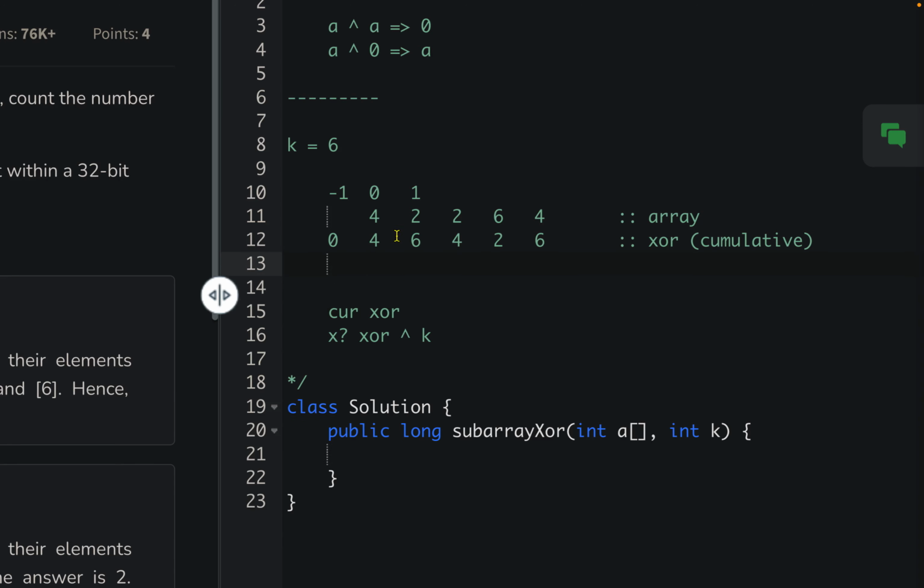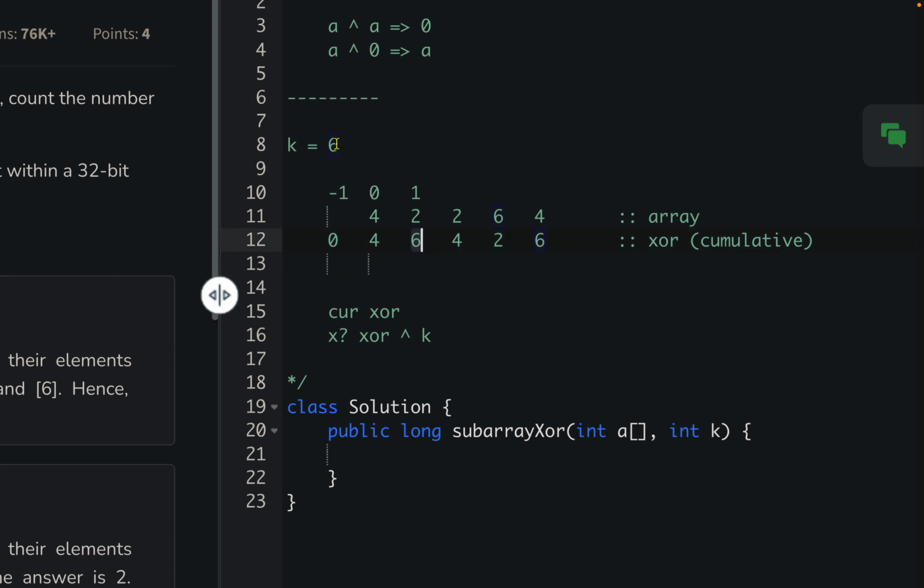Now what I'm saying over here is I have 4. If I'm at 4, I have currently 4 and I want 6, 2 can give me a 6. Can I see 2 on my left hand side? No, I cannot. So I'm at 6 now.